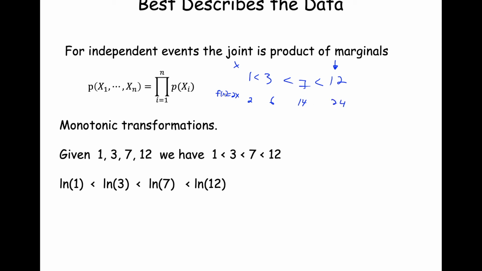And so if we ask the question, which position, the first position, second position, third position, or fourth position, which position is the maximum occurring in for f of x? Well, 2 is less than 6, 6 is less than 14, 14 is less than 24. It's still the fourth element, which is 24. And so these monotonic transformations are order preserving.